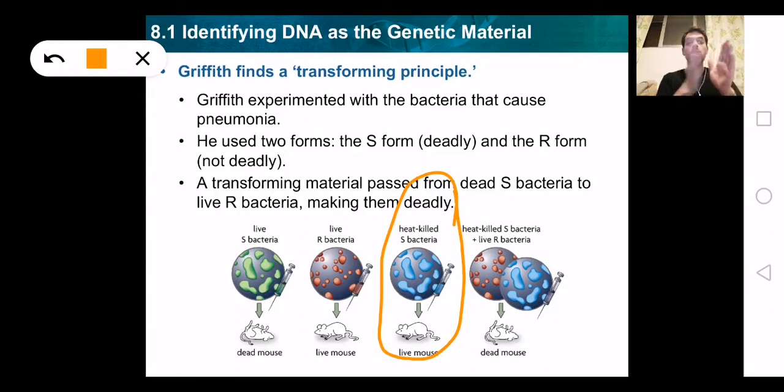Nice, the mouse lived. Everything here makes sense. When you give live S bacteria, the mouse will die. When you give live R bacteria, the mouse will live. When you give heat-killed S bacteria, like in this case, the mouse lived because it's dead bacteria. Nothing will happen to the mouse.